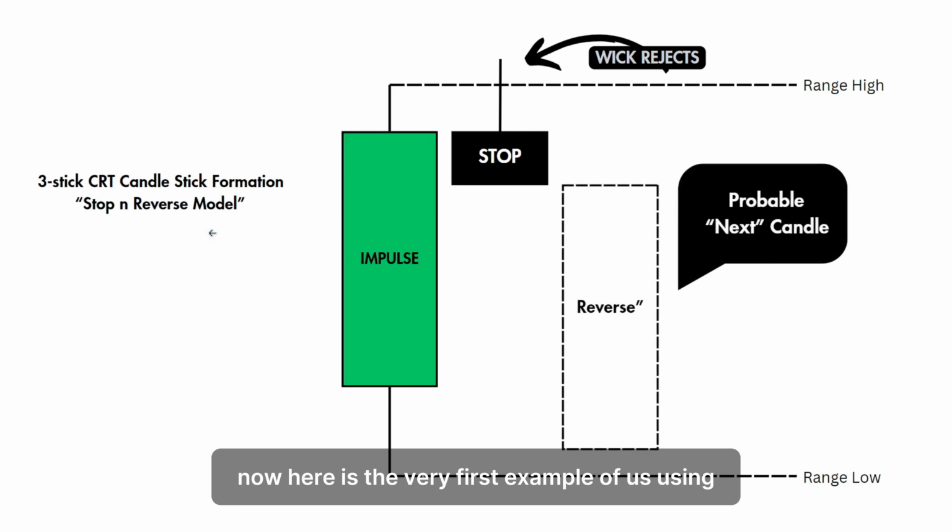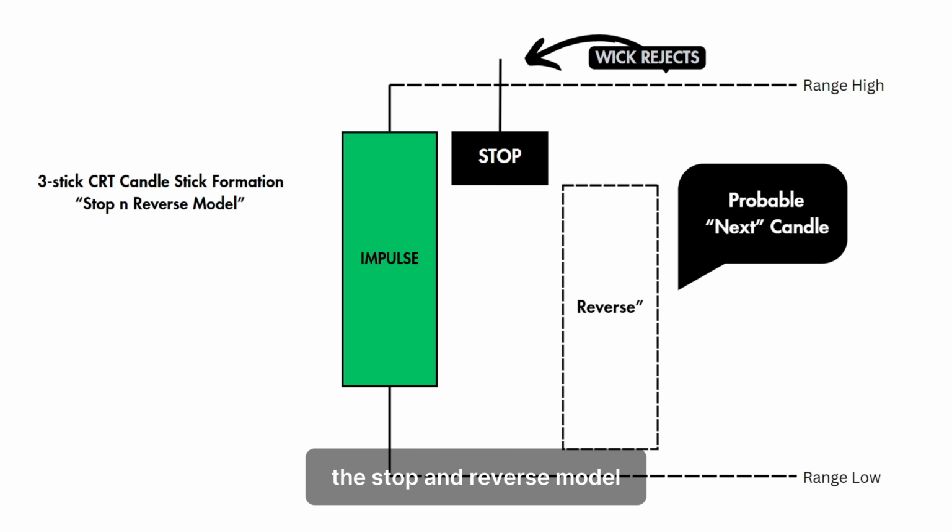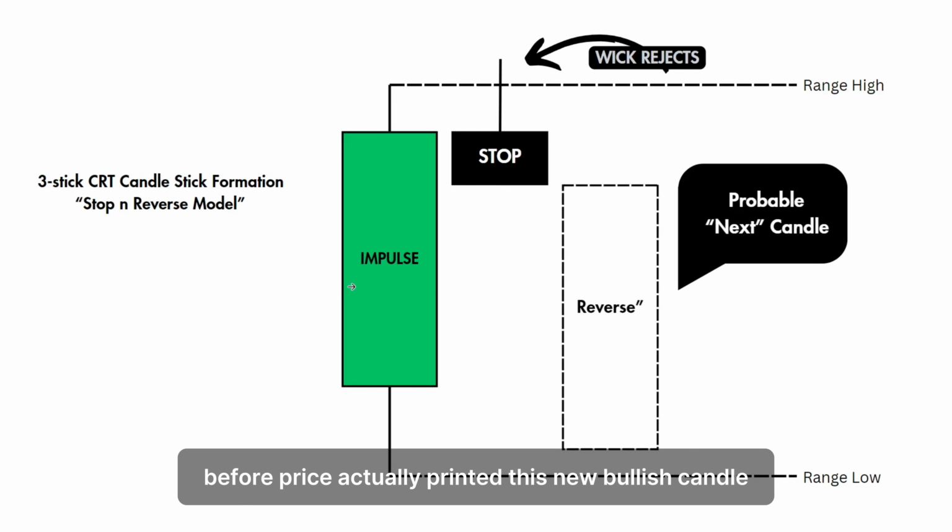Now, here is the very first example of us using our normal CRT in our favor to predict the next candle. In this example, you guys should be more familiar with this one. It is the 3-stick CRT candlestick formation, okay? The stop and reverse model. First candle being our impulsive candle. Understand that previously we would have been in a bullish trend before the price actually printed this new bullish candle.